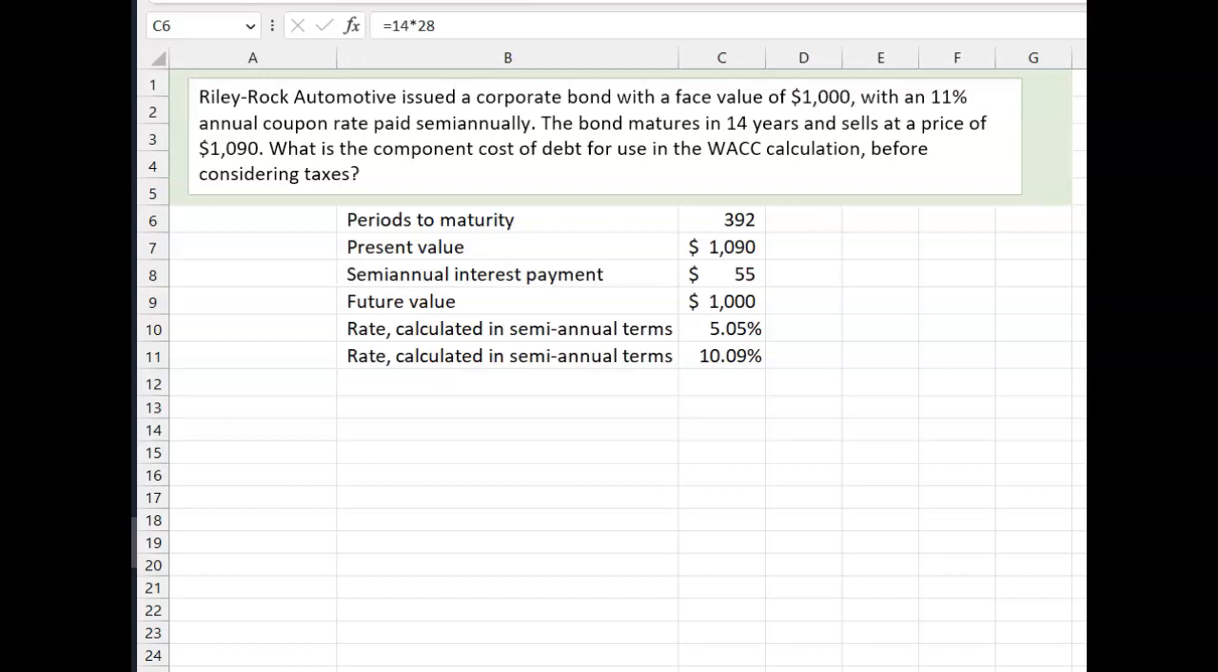Okay, let's look at this question that asks us to determine the component cost of debt for use in the WACC calculation. Of course, WACC stands for weighted average cost of capital, and we're calculating this before considering taxes.